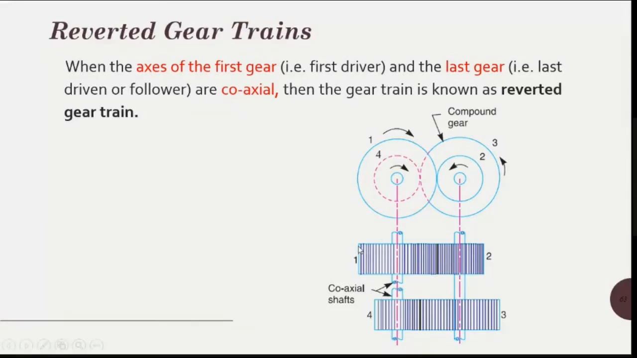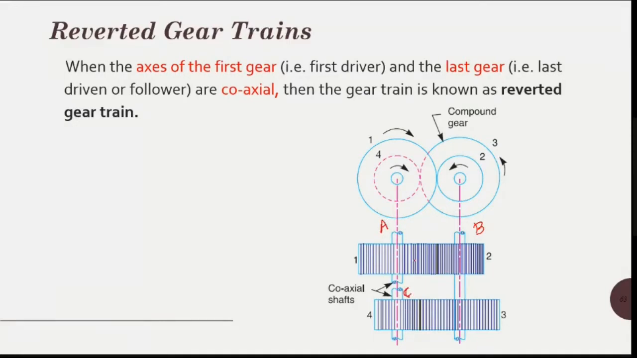So for example, let us consider this figure. Here gear 1 is on this shaft. Gear 1 is connected to gear 2, which is on shaft B. This shaft B has another gear, gear 3, which is connected to gear 4. You can see there are 3 shafts here: shaft A, shaft B and shaft C.